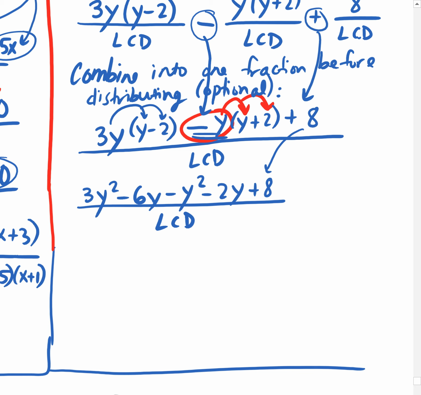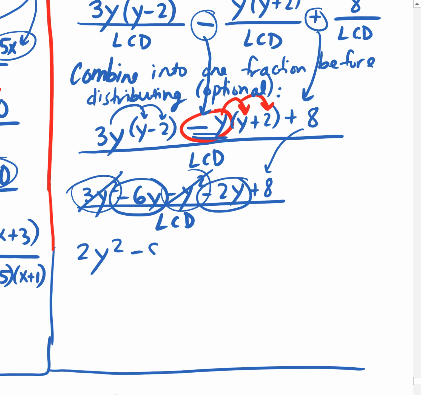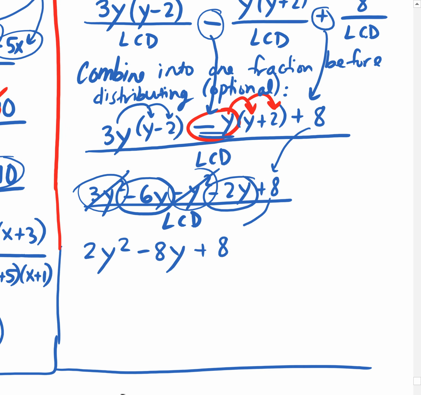Okay. Let's see, we got a couple like terms. 3y squared minus y squared makes 2y squared. So those guys are done. Then we have a negative 6y minus 2y, that makes negative 8y. And then the only constant term was the 8 that was already there from the beginning. And that's over the LCD.